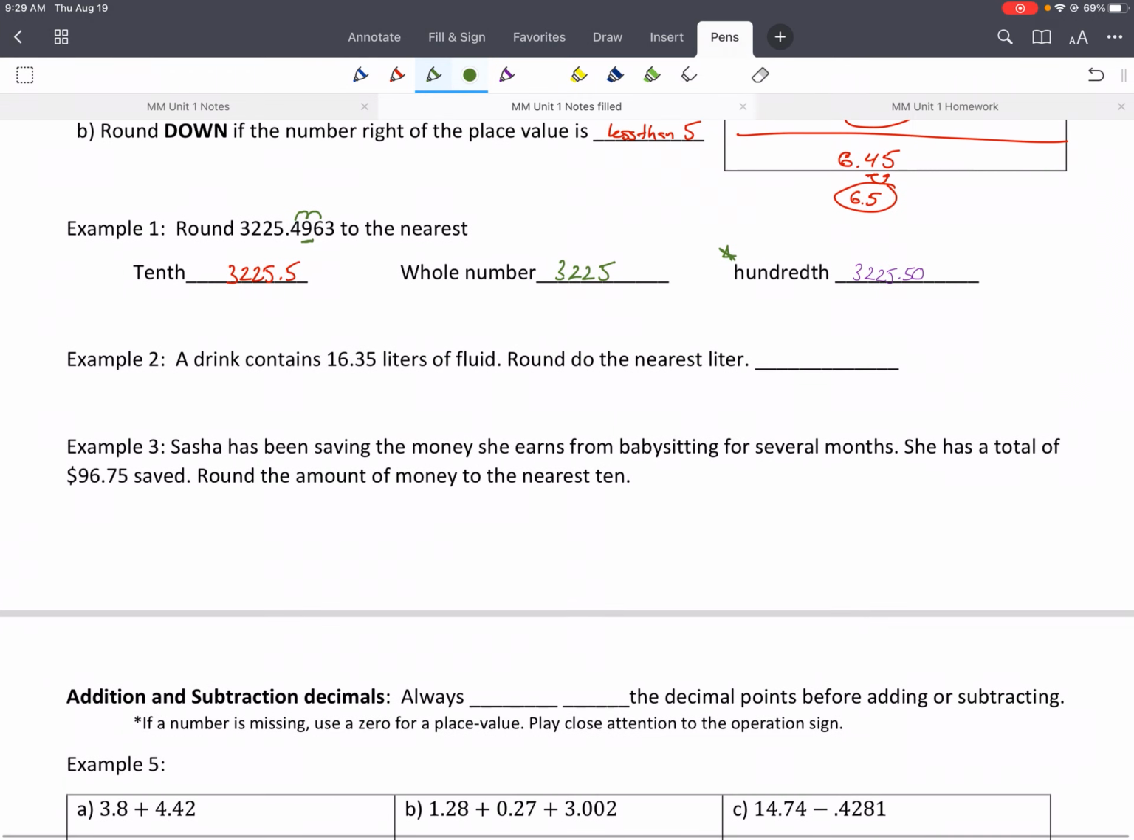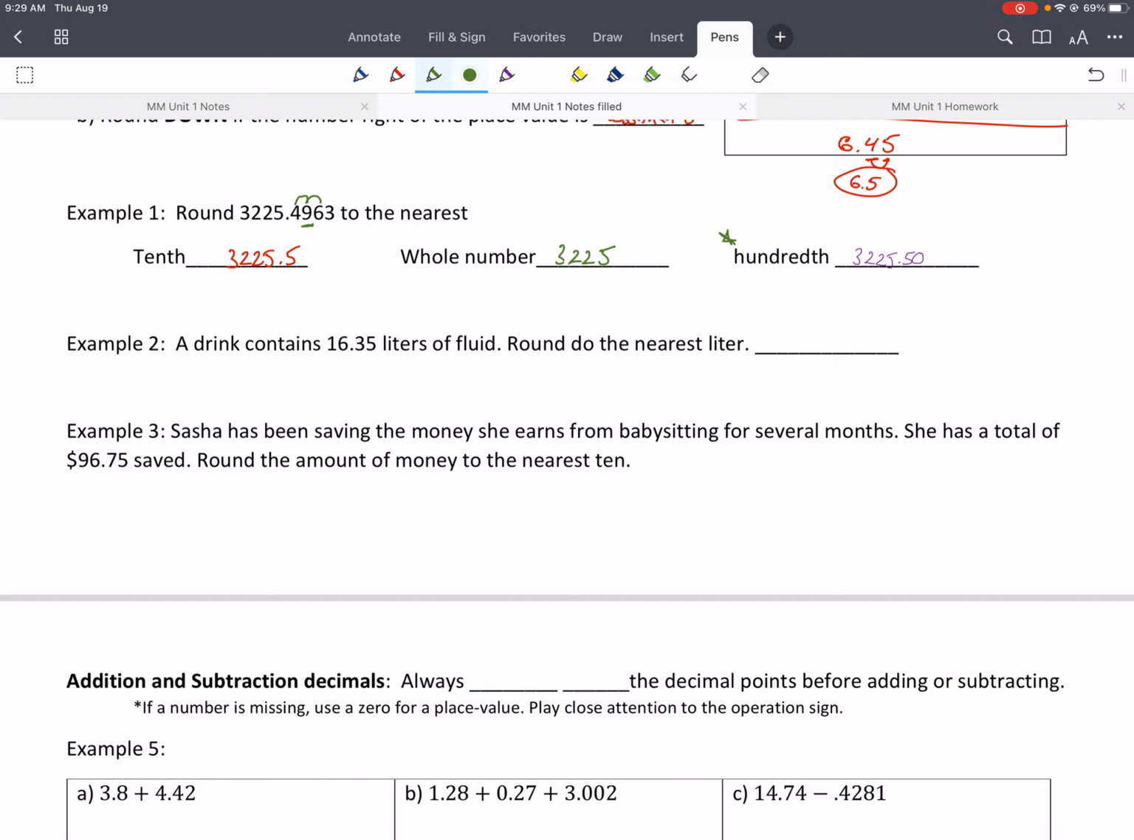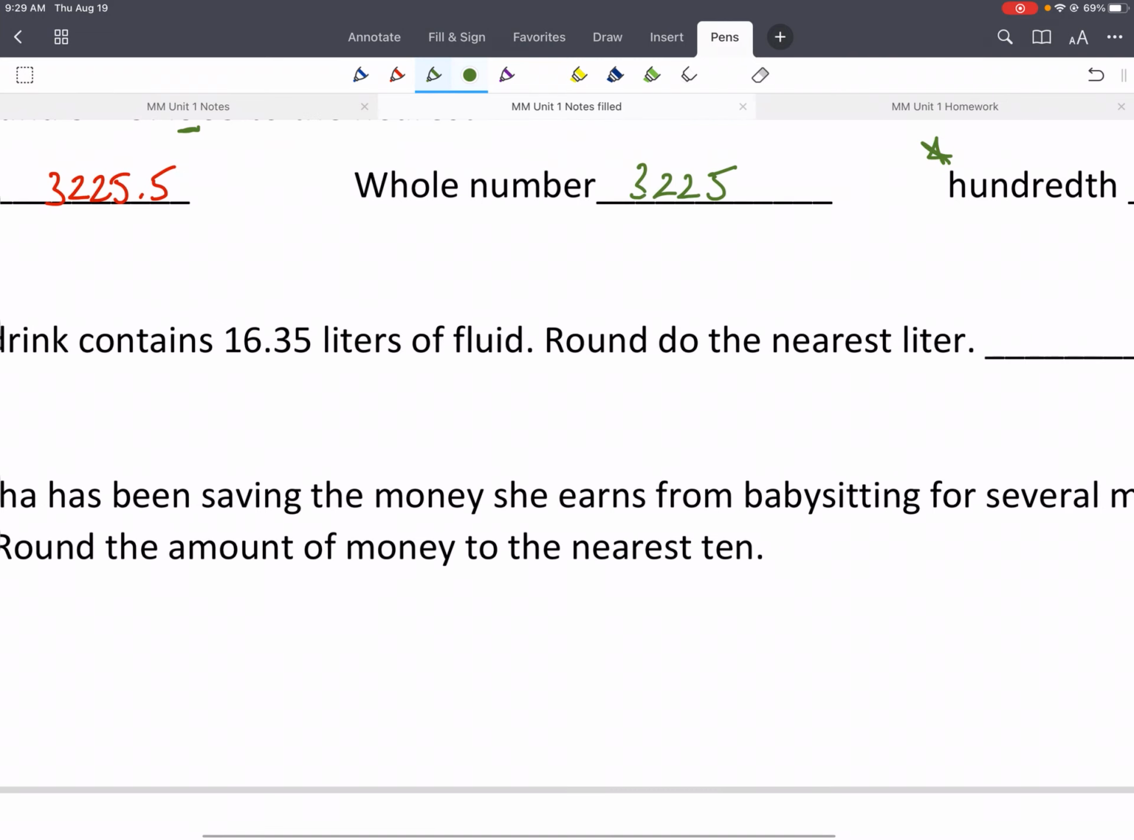Okay? All right, here's just a couple word problems. See if you can pause and give those a try. Okay, it says a drink contains 16.35 liters of fluid, round to the nearest liter. All right, well, where is the whole liter, or the whole place? Okay, well, that would be like the ones place. So this is a whole 6 liters here. We wouldn't want to do anything less than that because those are like partial liters. So we pick our 6, we look right, it's a 3, which is less than 5, so we'll round this value down to 16.